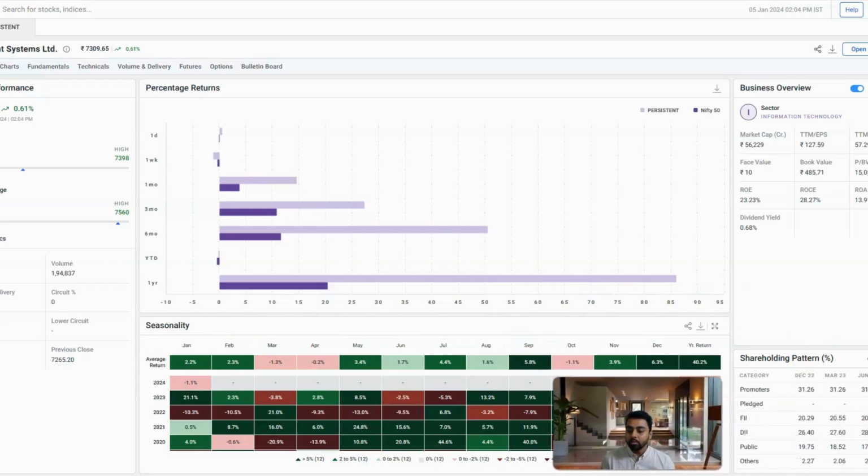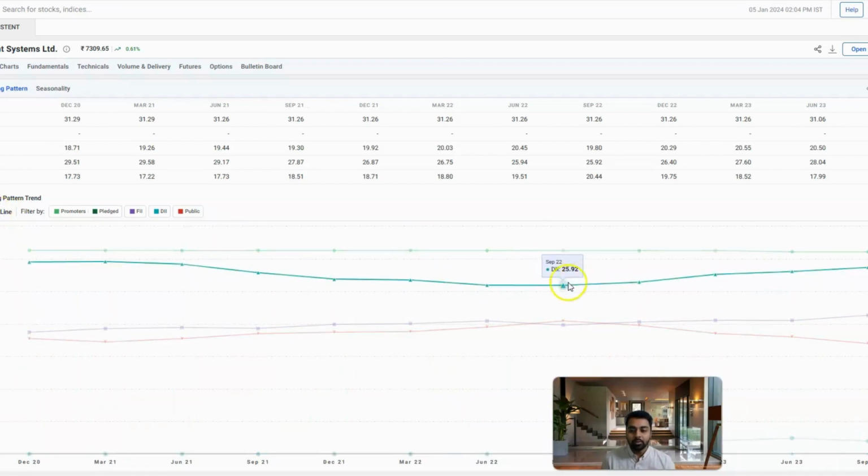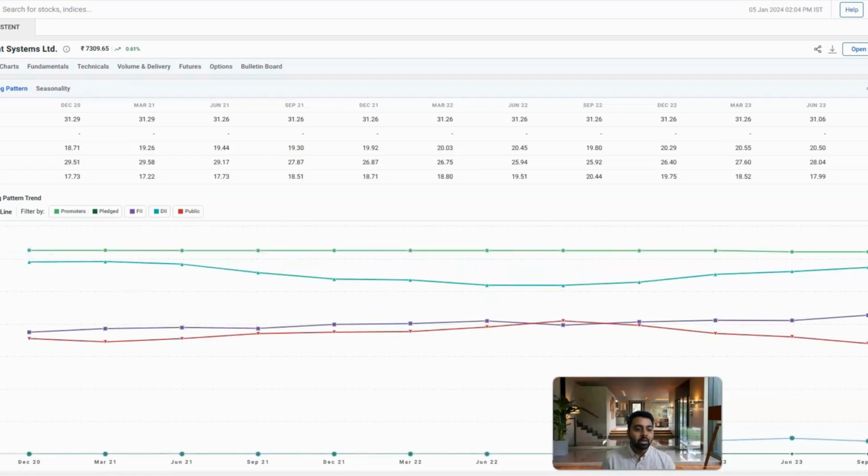Then you can also see how the promoter holding is and how the FIIs and DIIs holding is. Is it improving? Are they trimming their position? Those are things you can see over here. You can also see the visuals as well because some people may like visuals. So that can be the starting point.